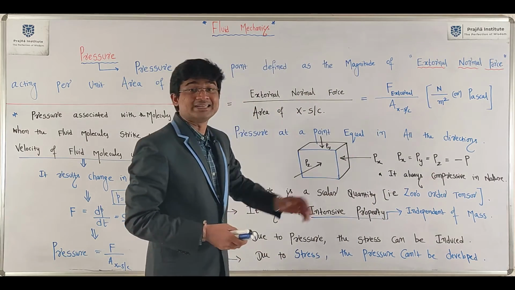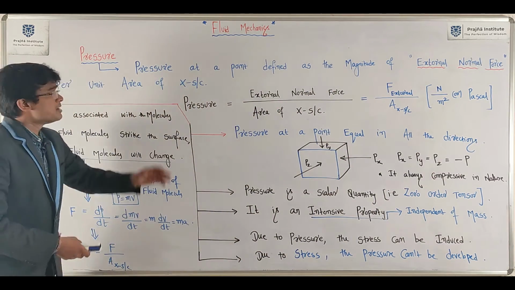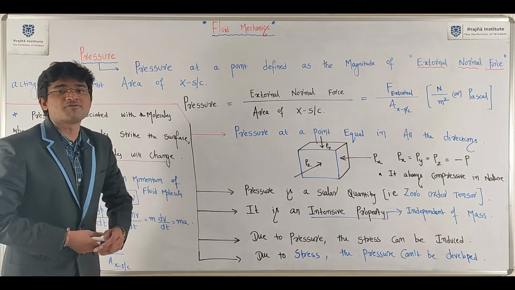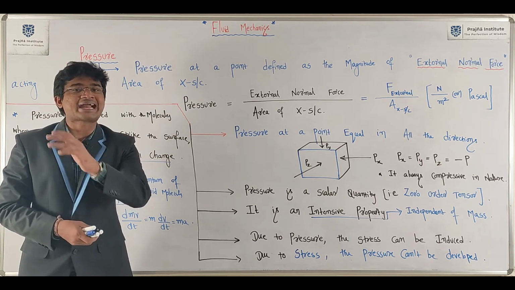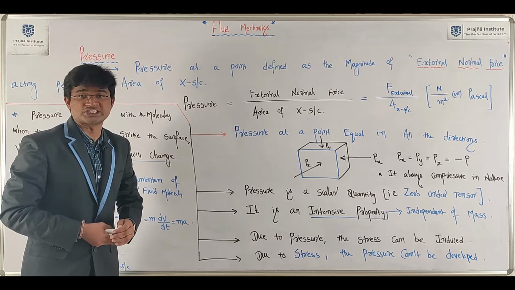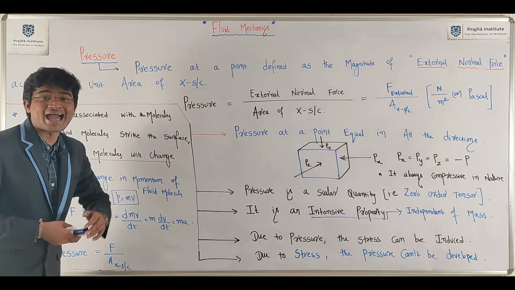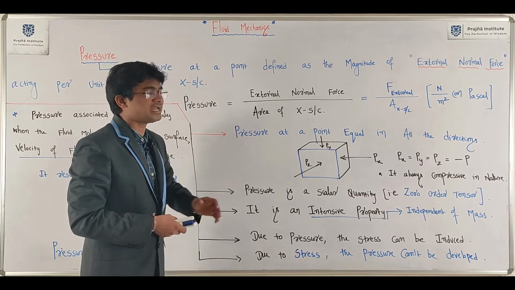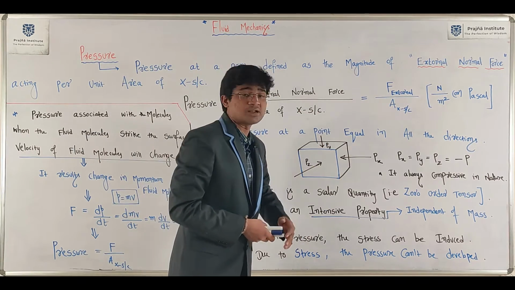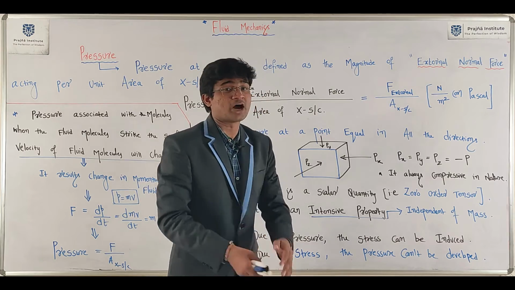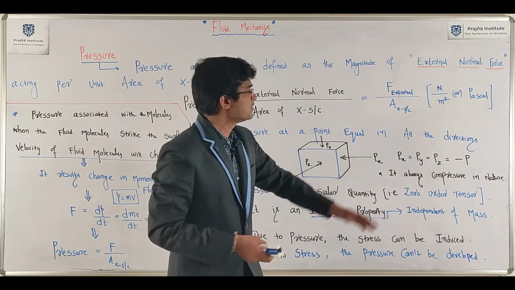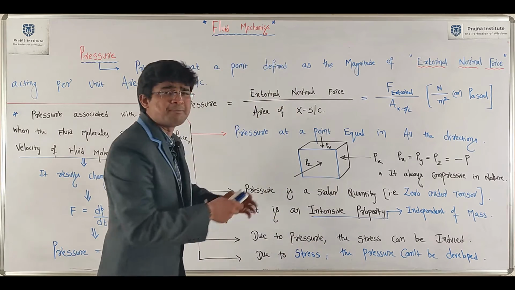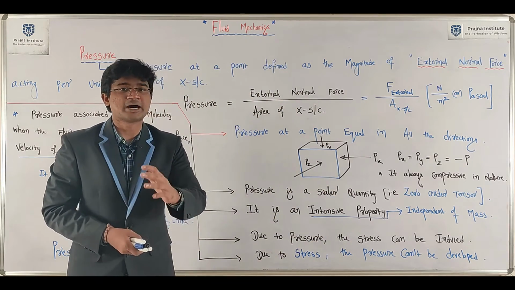Let's have a look at the definition of pressure. Pressure at a point is defined as the magnitude of external normal force acting per unit area of cross section. We can write pressure as F external by area of cross section. The unit of pressure is Newton per meter square, or Pascal. It is a very basic definition for pressure.